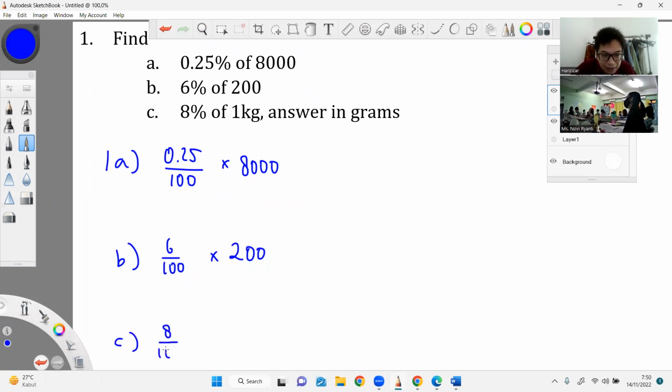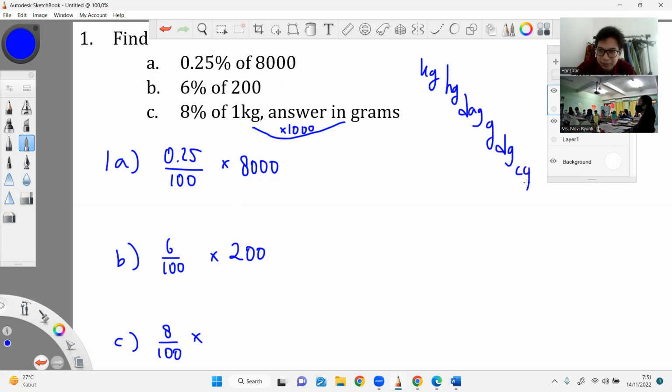So 8% of 1 kg. 1 kg in grams has to be multiplied by 1000. Remember the order: kg, hg, dag, g, decigram, centigram, milligram. So from kg to g, go down by 3 steps. If you go down, you multiply by 10. So you multiply by 10, 10, 10, three times, which gives 1000 grams. So you do it slowly.